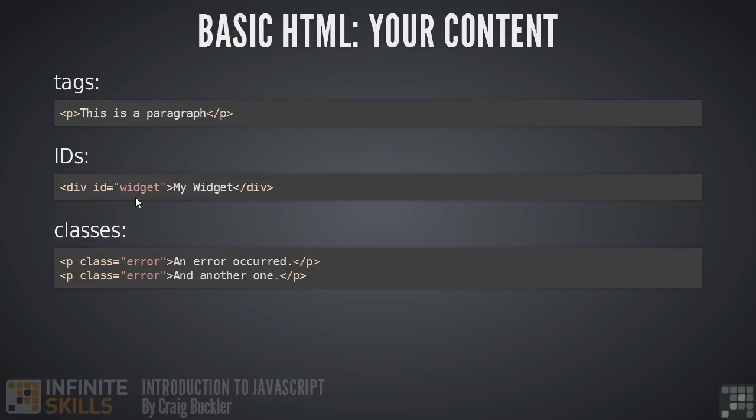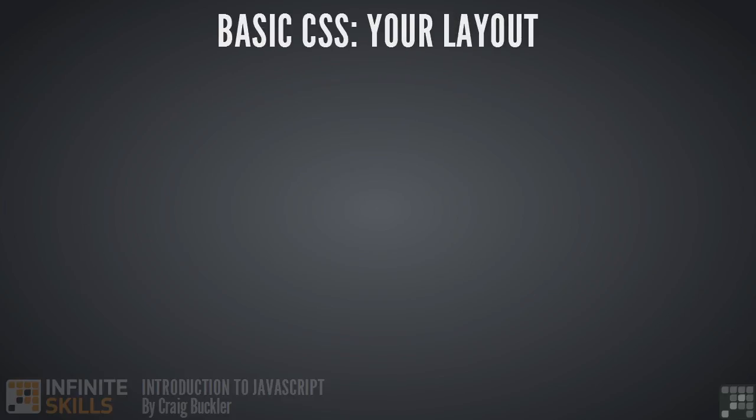Now tags can also have classes. Now classes are similar to IDs except they can apply to any number of elements. So for example, we might want multiple paragraphs which are actually error messages. In that case we would assign a class of perhaps error. And remember that this name can be whatever you choose. Now CSS stands for cascading style sheets and they control the layout. In other words, that's how the browser positions and styles the HTML content within your page.